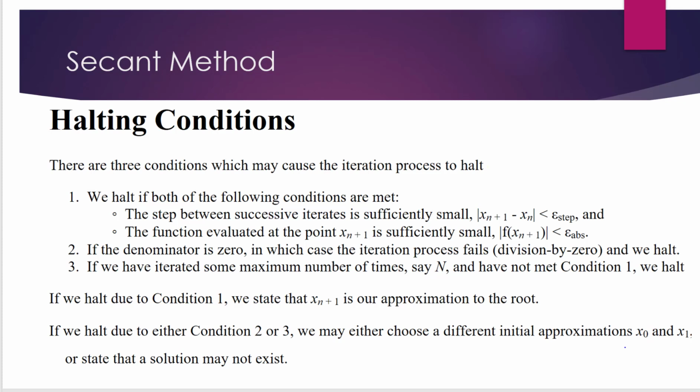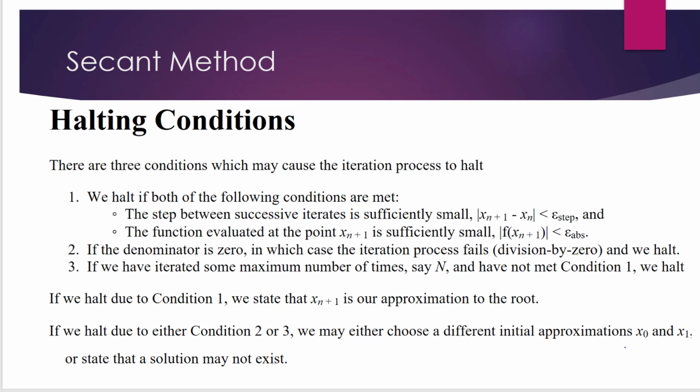Condition A is that when we move based on x0 and x1, we find x2, and then we move from x2 to x3, and then from x3 to x4. When we move from x_n to x_{n+1}, the distance between x_{n+1} and x_n is so small that we barely moved. So there is no point to iterate again.